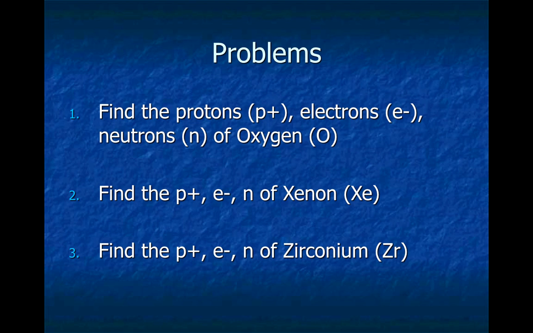Now, using the steps you just learned, see if you can find the number of protons, electrons, and neutrons for oxygen. Then do the same for xenon and zirconium. Pause the video and see if you can figure these out using a periodic table.